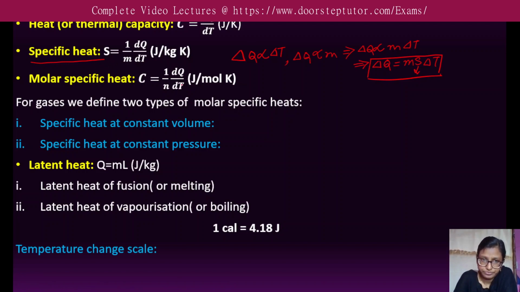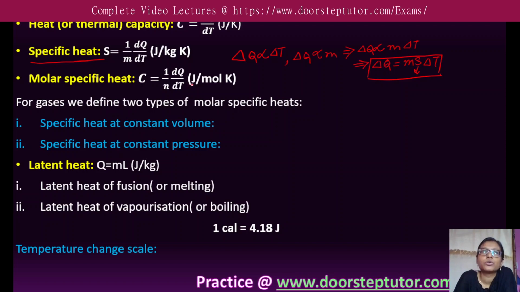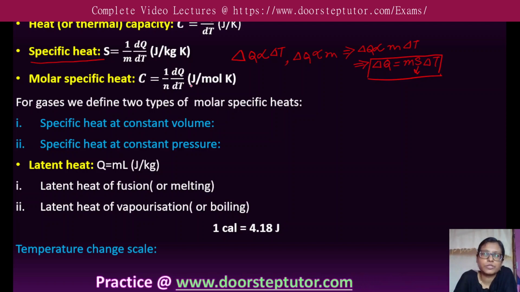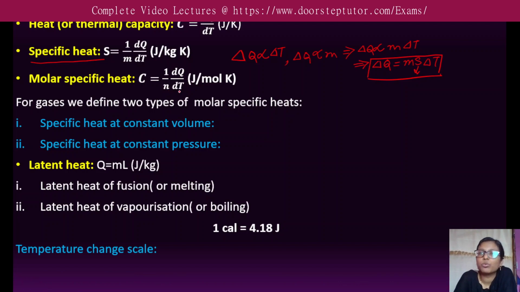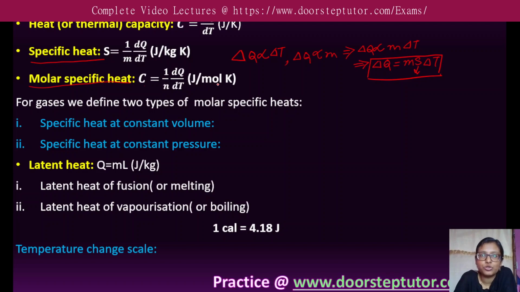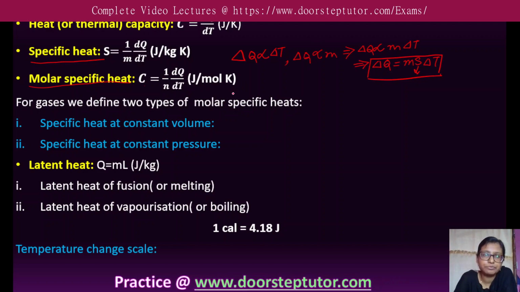Similarly, if the amount of substance is given in moles, then the amount of heat required to increase the temperature of 1 mole of substance by 1 degree Celsius or 1 Kelvin is known as the molar specific heat, and we denote it by C. Its SI unit will be joule per mole per Kelvin.